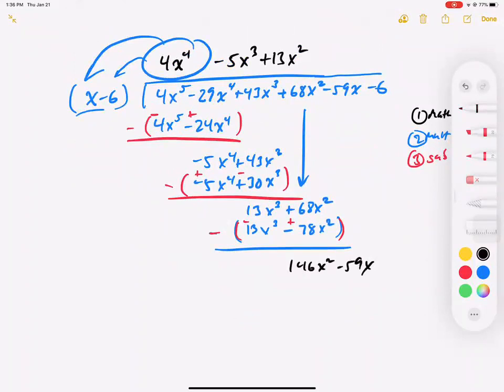Same thing. We're going to match and multiply. How can I get 1 and 146? That's going to be a positive 146x because we need x squared. So x times x is x squared. Go ahead and multiply together: 146x squared.